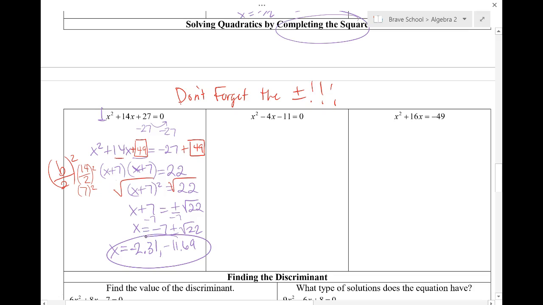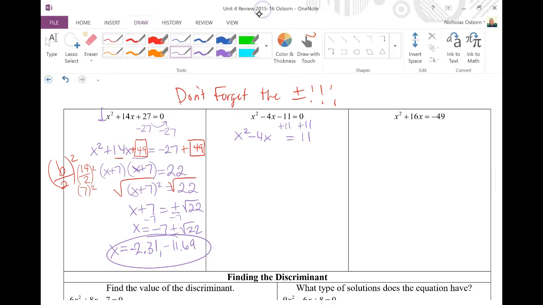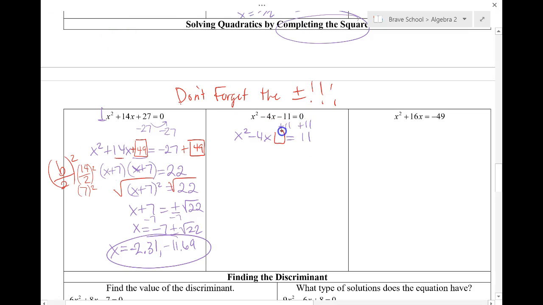Okay, so the next one. Again, let's add 11 to both sides. And we just have x squared minus 4x on this side, and then 11 on the other side. And then I need to complete the square.